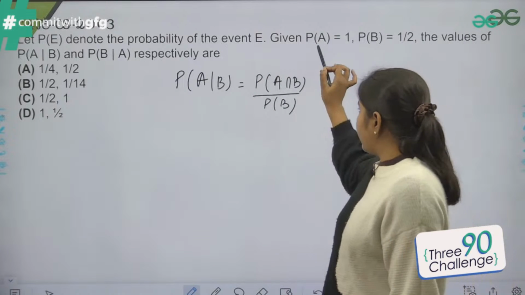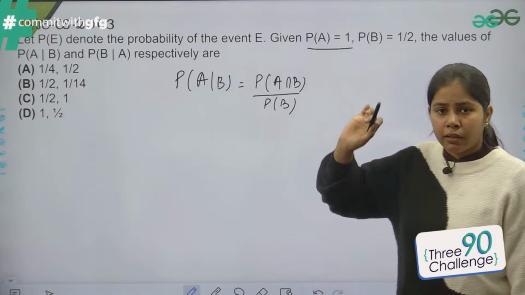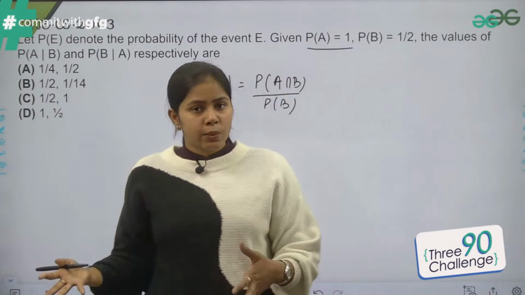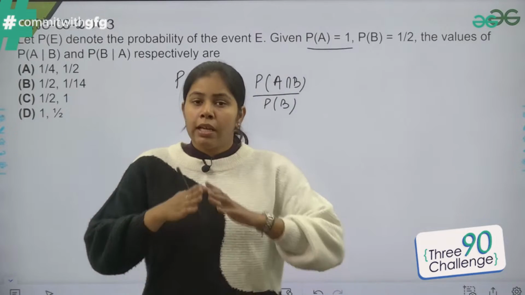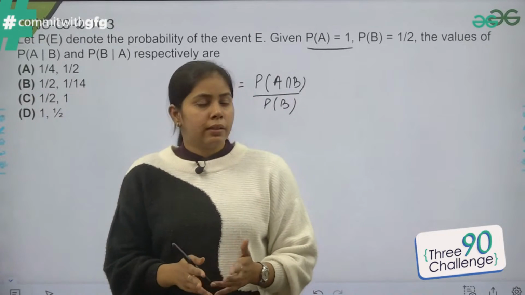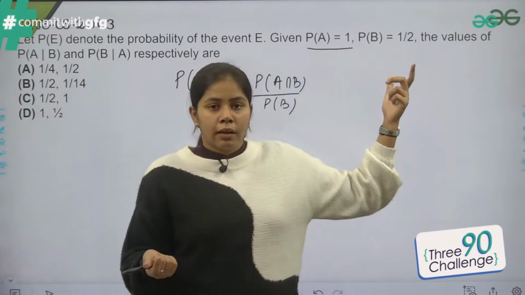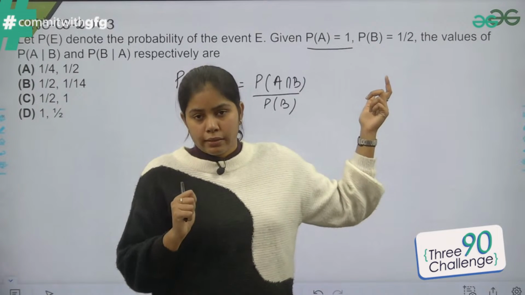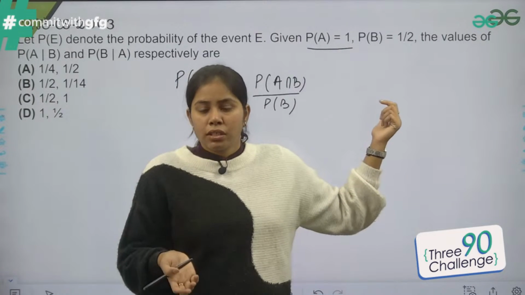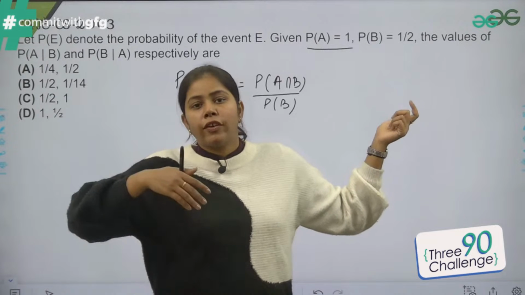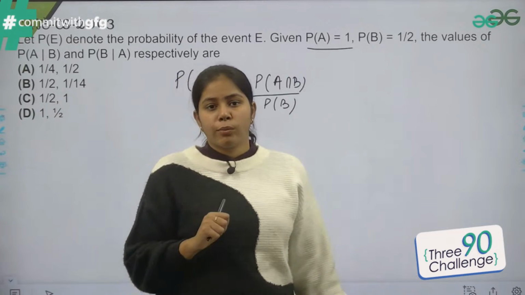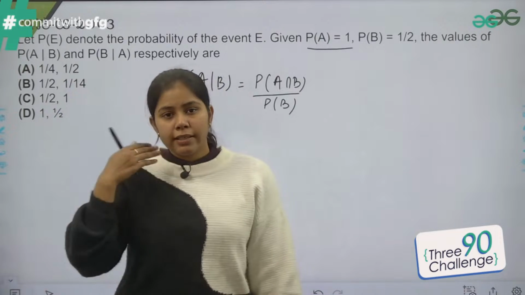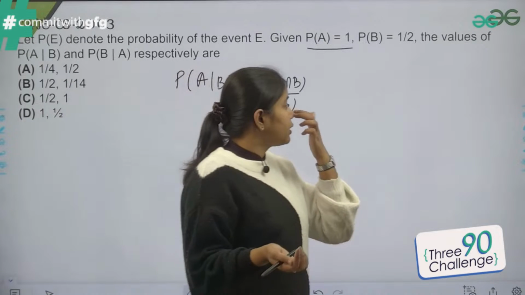You can see here that probability of A is equal to 1. If any event has probability 1, then it is a sure event. It is my whole experiment. For example, if I toss a coin, either I'll get a head or a tail, so this is a sure event. Or the probability that the sun rises from the east: the sun cannot rise from the west, so these types of events are sure events.